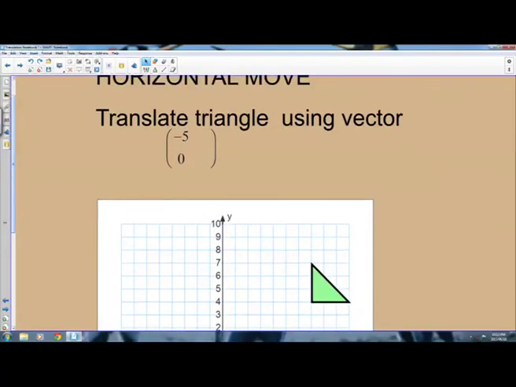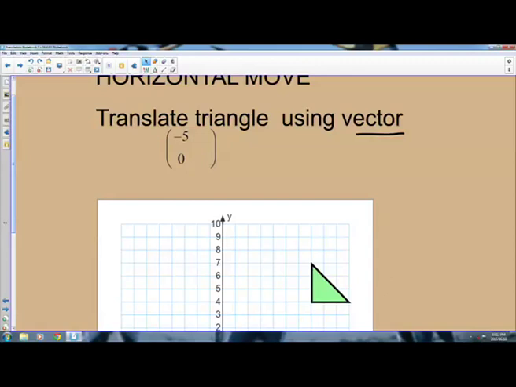The example says translate a triangle using vector. This is the vector of translation in this case. It's -5, 0. So what we can see here is along the y-axis, the movement is 0, meaning you are no longer moving along the y-axis. You are only going to move along the x-axis. And the vector is -5, 0. The 5 there is negative. It's -5, meaning you are to move 5 steps towards the left-hand side from the object.